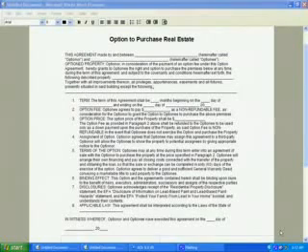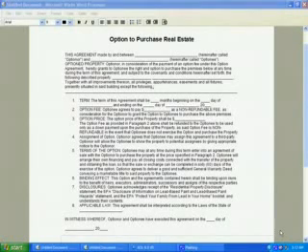Number 4, assignment of option. Optionor agrees that the optionee may assign this agreement to a third party. Optionor will allow the optionee to show the property to potential assignees by giving appropriate notice to the optionor. You will have the right to assign the contract to somebody else and basically show it to potential buyers and investors. The owner understands that you're going to flip this house or assign this house to another person or another investor, and he's going to let you show the house. That's basically what that says.